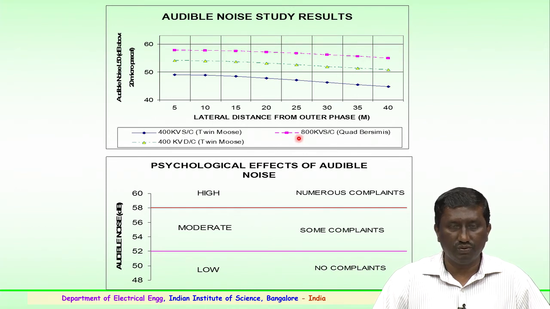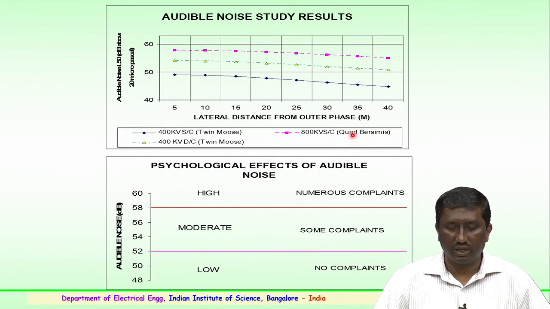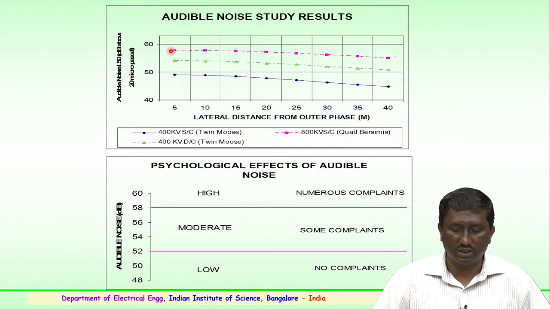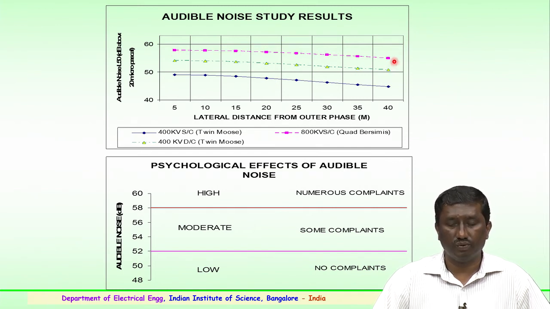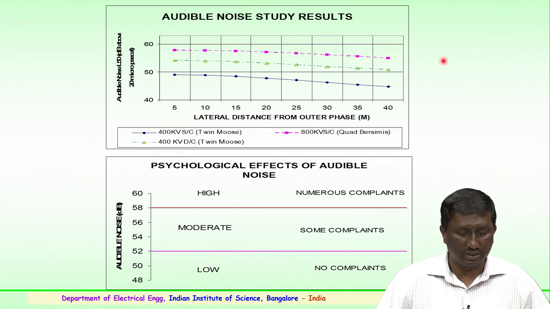For UHV, that is an 800 kV single circuit employing quadruple Bersimis conductors, that is 4 conductor Bersimis, over a distance of 40 meters from the tower you see a decrease from 56 or 58 decibels to somewhere around 54 or 55 decibels. So, as the distance increases, the noise level also decreases.